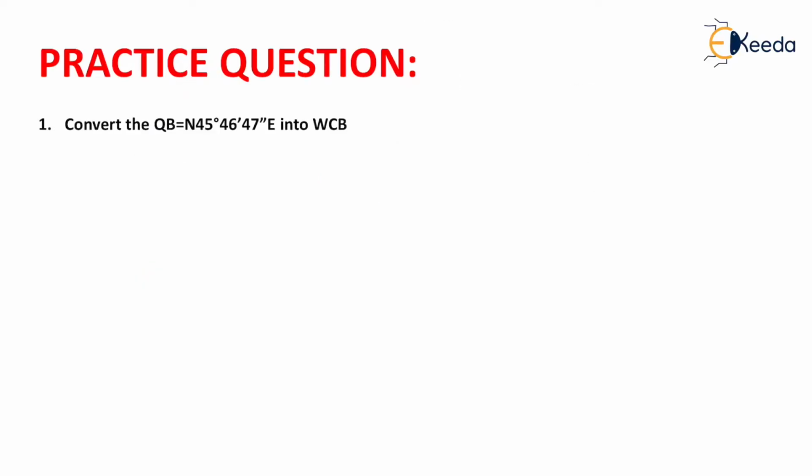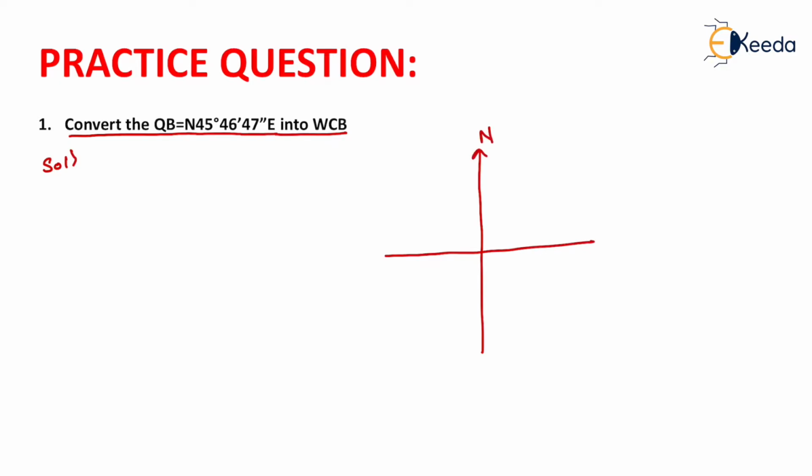The question is given as: convert the quadrantal bearing, which is equal to North 45 degree 46 minute 47 seconds East, into whole circle bearing. Now we have to convert this quadrantal bearing into WCB. We know that our basic quadrant system is like this: that is north pole, that is south pole, that is east and that is west.